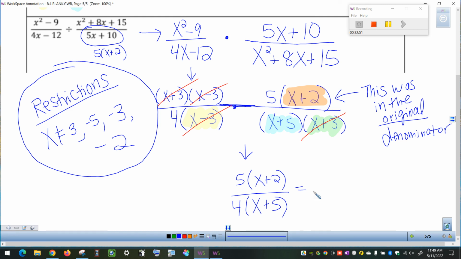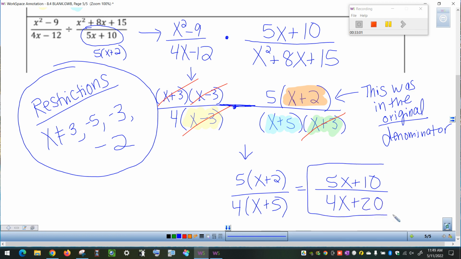So you could have said 5x plus 10 over 4x plus 20. Do not attempt to do anything else here. There's no more canceling or simplifying that we can do. That's as far as we can go. So this is part of our answer because that's our final simplified fraction. And then the restrictions here are also part of our answer.